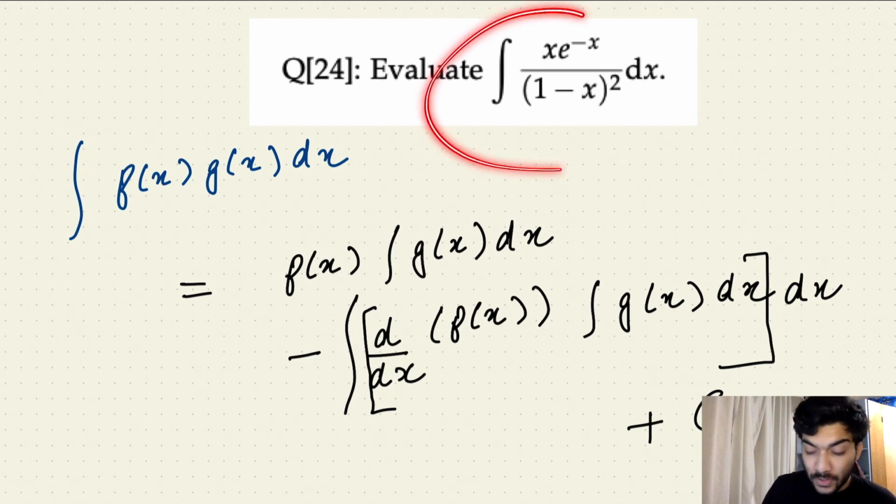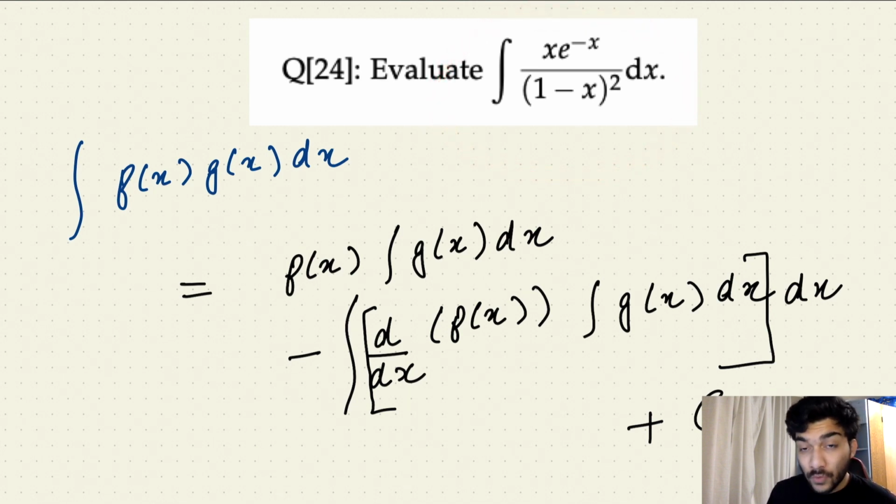So let's do one more question on integration by parts. But in this video, in this specific example, we have more than two functions. You remember when we used to do integration by parts in the previous videos, we either had one function or two functions at max, right? But in this video, we have indeed three combination of functions, right? We have x, we have e to the power minus x, and we also have 1 by (1 minus x) to the power whole square, right?